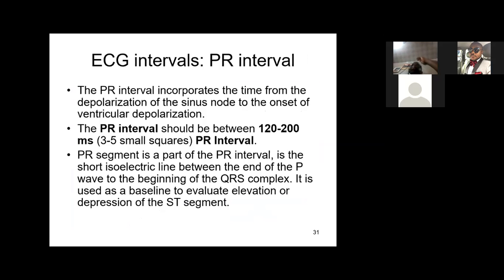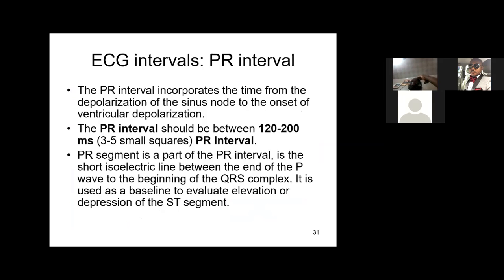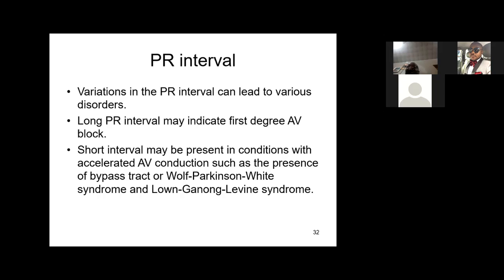The PR interval incorporates the time from the depolarization of the sinus node to the onset of ventricular depolarization, as we said earlier. And it should be between 120 to 200 milliseconds. That's 3 to 5 small squares. The PR segment, the part of the PR interval, is the short isoelectric line between the end of the P wave to the beginning of the QRS complex. As we'll soon see, it is used as a baseline to evaluate elevation or depression of the ST segment.